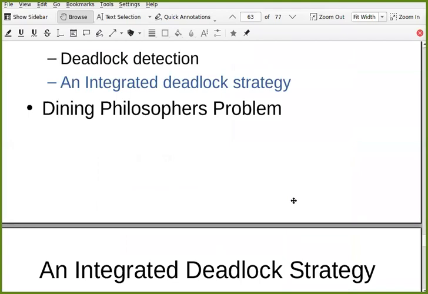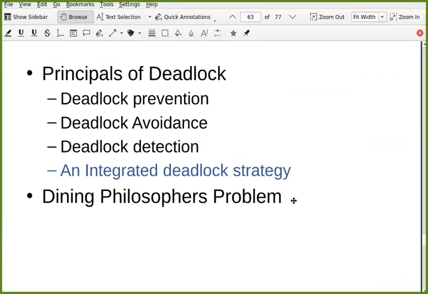And then there is another strategy called an integrated deadlock strategy. We have seen that none of these techniques is efficient. Of course, there are a few problems with detection also, because it is going to abort the process or it is going to delay the process. So in that sense also it is not that efficient. But if you check, in certain conditions they are good to go, in certain conditions they are not good to go, right?